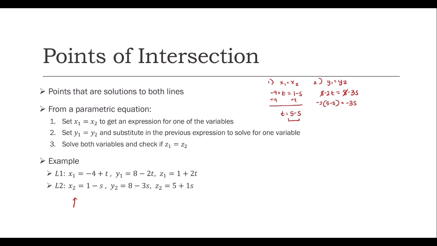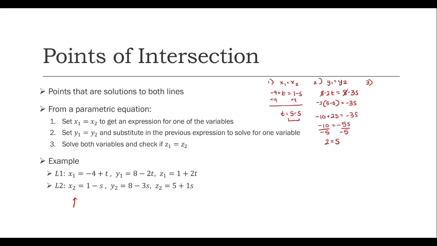We'll distribute the -2 in to get that -10 plus 2s equals -3s. Then we subtract 2s from each side to get that -10 equals -5s. And then we divide by -5. So we get that 2 equals s. So now we've solved the one variable.